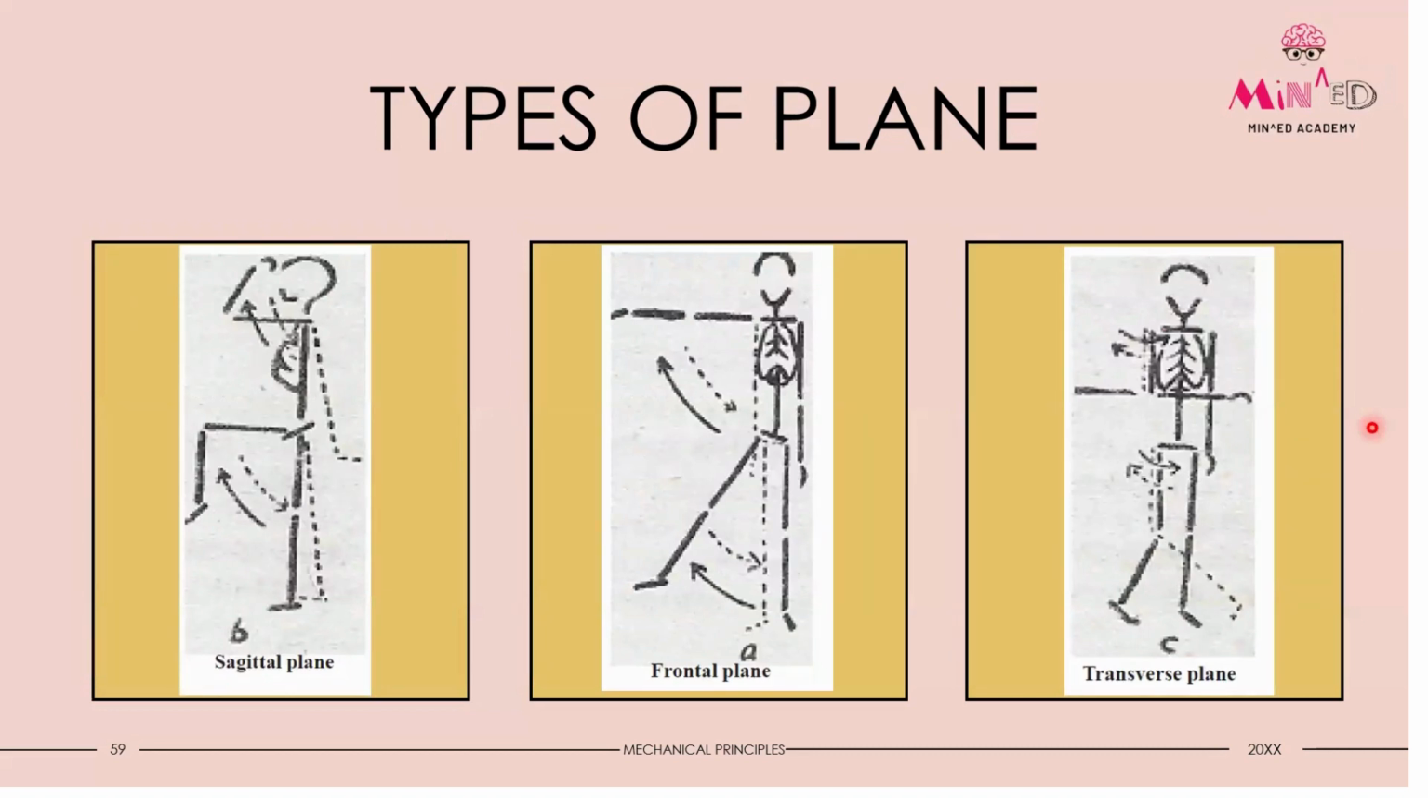Now, types of plane, here are the planes. In the sagittal plane, can anyone name the movement that is happening in the sagittal plane? Okay, fine. In the sagittal plane, the movements are flexion and extension. In the frontal plane, abduction and adduction. In the transverse plane, internal rotation and external rotation.